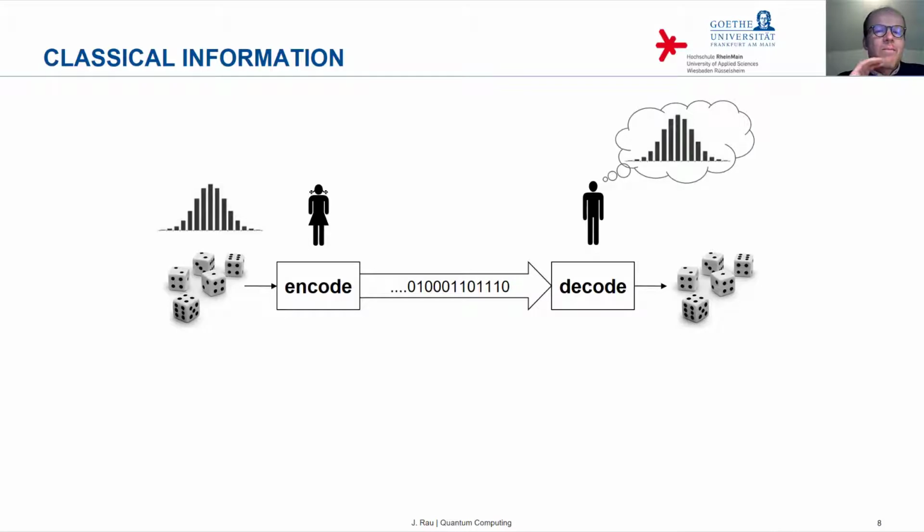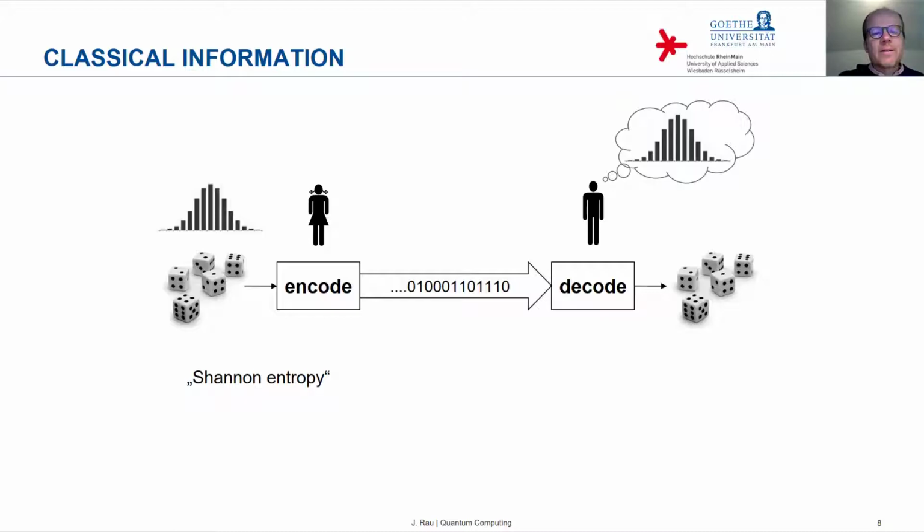Classical information, or the amount of classical information, is now defined as follows. There's a quantity called the Shannon entropy. It's named after Claude Shannon, who developed this concept, I think, in the 1940s. And he defined classical information as follows. Alice and Bob try to use an optimal encoding, in the sense that they want to make the bit string as short as possible. They want to have maximum compression.